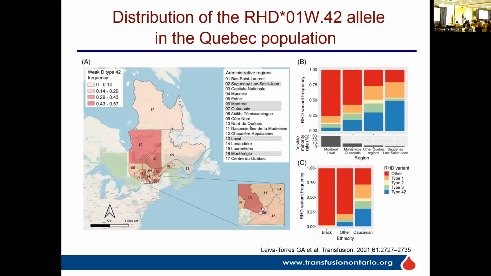The first bar represents Montreal and Laval, which are multi-ethnic areas, and you see that type 42 is not well represented. However, the last column represents the Saguenay-Lac-Saint-Jean, and close to 50% of the population is RhD 42. Also quite interesting, RhD 42 is almost absent in patients who reported as being Black, compared to a significant proportion for patients who reported themselves as Caucasian. So I think it's important for the reference lab to know its population, because D variants vary a lot according to ethnicity. It's very important for us to know the ethnic background of the patient we're studying, because it can orient us toward different diagnoses.